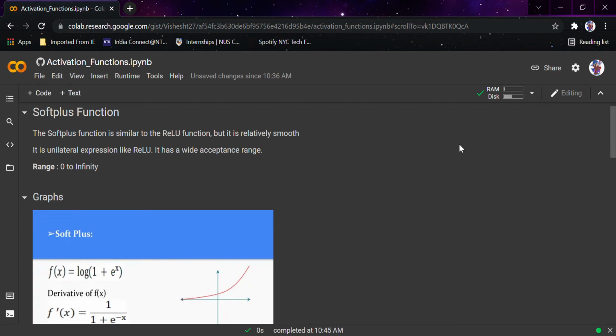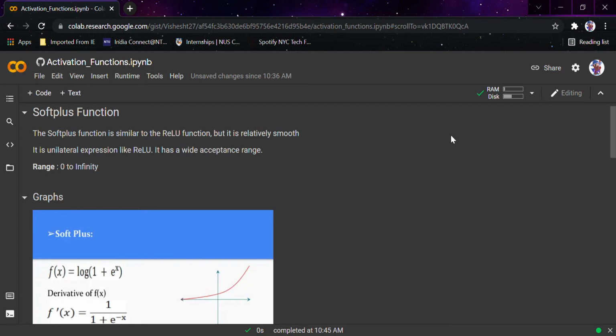So we are coming to the end of this activation function series, and I have covered most of the activation functions which are widely used in ML and DL. So let's start with today's activation function, which is the SoftPlus function.